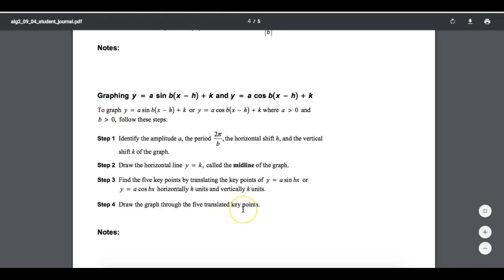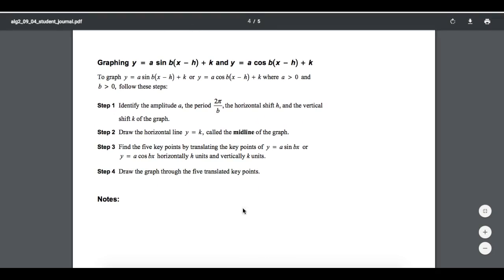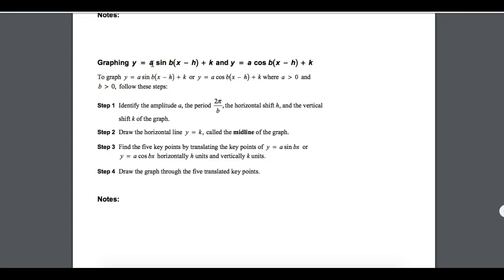complete cycle, your period. There's actually some steps that you need to go through to graph this. So let's follow these steps first. Now, you're going to notice we've introduced a couple other transformations here. So we already know that A and B help us find our amplitude and period.